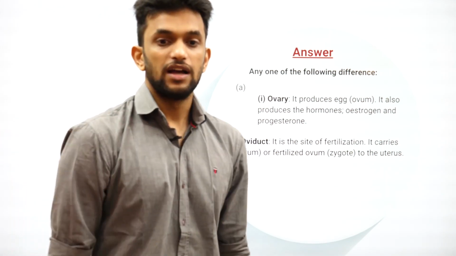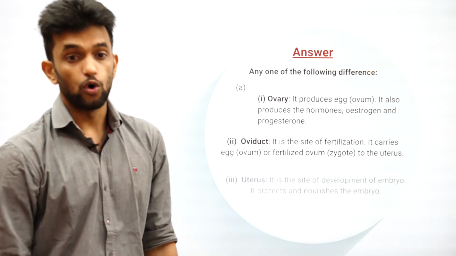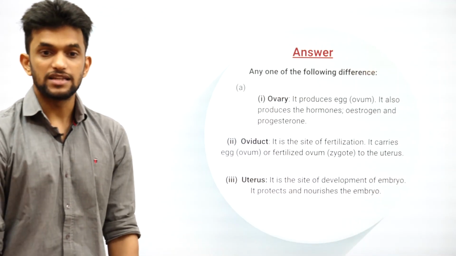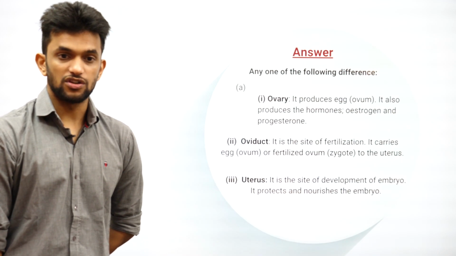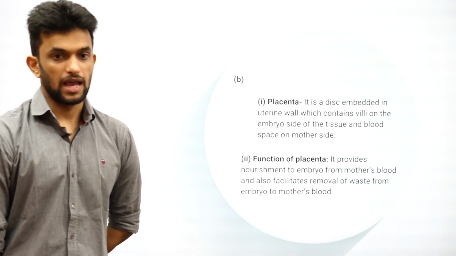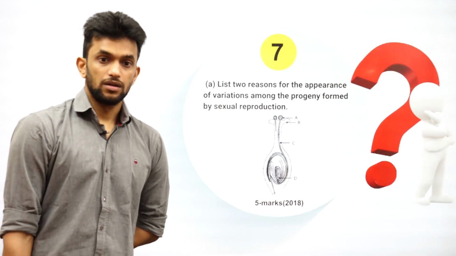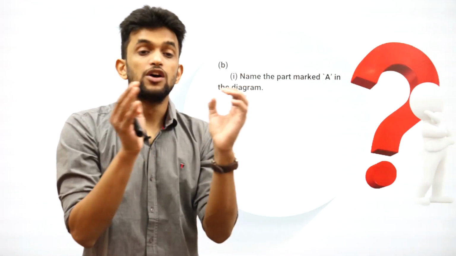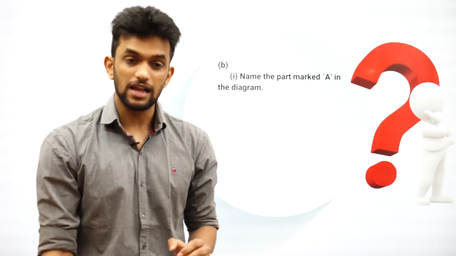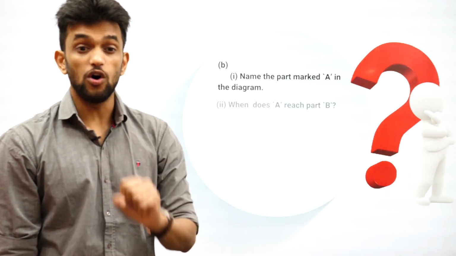Then oviduct. Basically, fertilization takes place in the oviduct. In the uterus, implantation and development of the embryo take place. And we have discussed the functions of placenta, I guess. Why does difference in the progeny take place in sexual reproduction? As I told you, one set of gametes comes from the male, the other set of gametes from the female. So there is variation in sexual reproduction, whereas in asexual reproduction there is no variation.